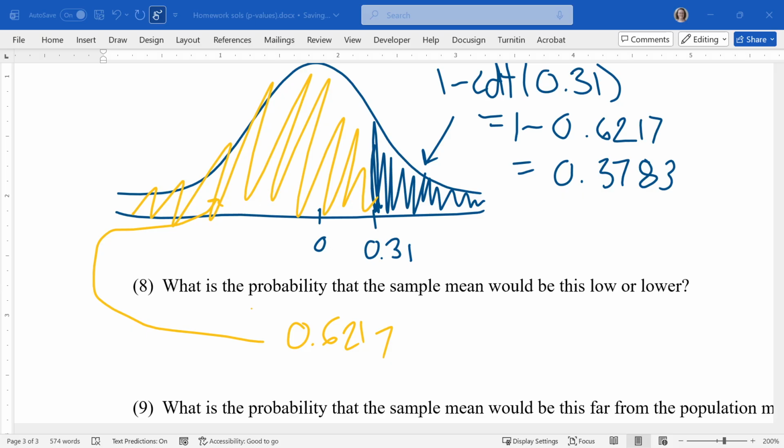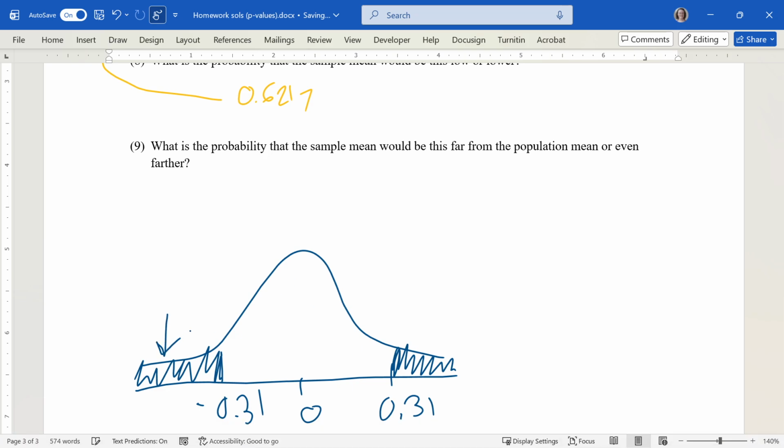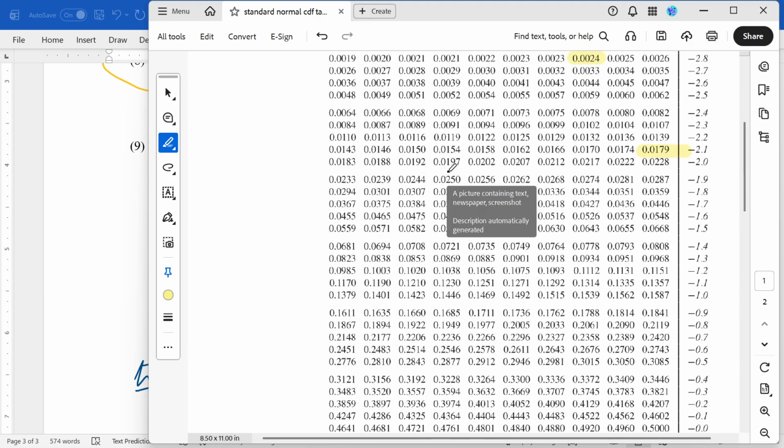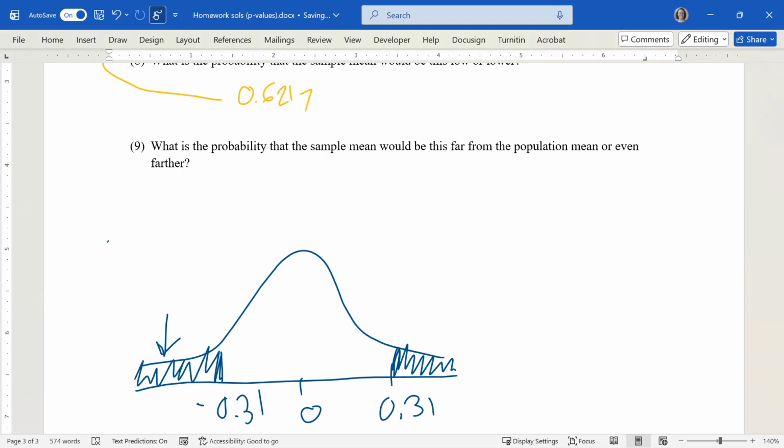Okay, so last question is, what is the probability that the sample mean would be this far or even farther from the population mean? So let me draw you a picture for the two tails. Okay, so one of my tails is over here on the right, and my other tail would be over here on the left, symmetrically placed. So negative 0.31. If I was starting the problem with this picture, then it would be easier for me to look up this area right here in the table, negative 0.31, 0.3783.